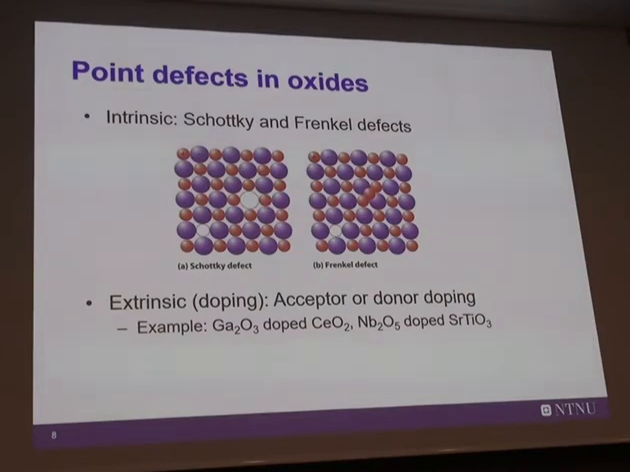On the other hand, if you then dope an oxide with a higher valence state, you donor dope. And the classical example is niobium in strontium titanate. And maybe some of you are working with thin films, and if you have niobium doped strontium titanate as a substrate, you change the substrate from being an insulator to become a metallic conductor, just by doping with niobium. So these are the intrinsic and the extrinsic point defects we can distinguish.